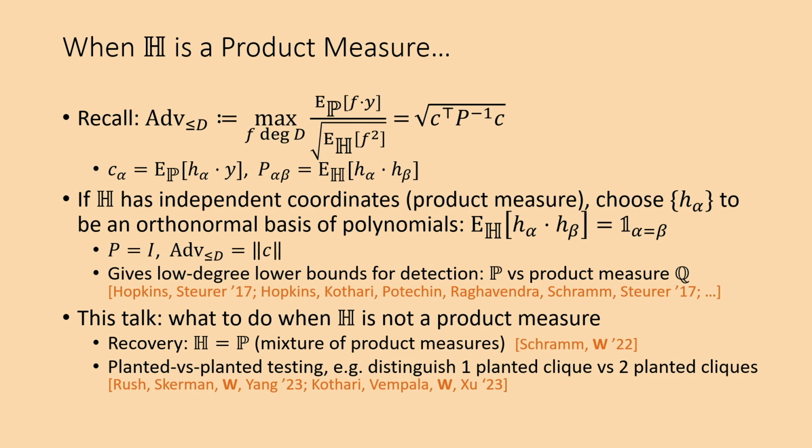A second case, where H is not a product measure, would be again a distinguishing question, but now distinguishing in a case where neither of the two distributions is a product measure. So for example, can you distinguish, either I'm going to give you a graph with one planted clique, or I'm going to give you a graph with two planted cliques. So this is what we call planted versus planted testing, and I think Dana will talk about this more in her talk later this week.